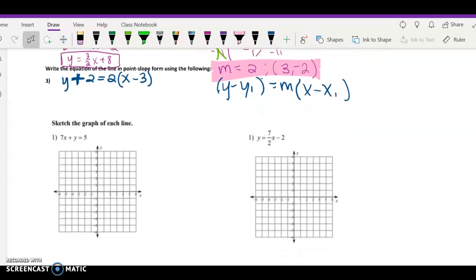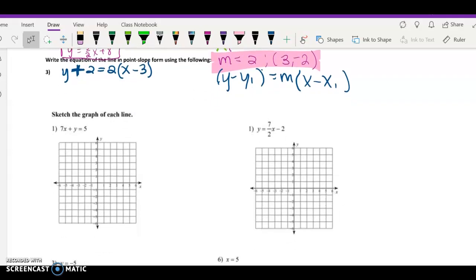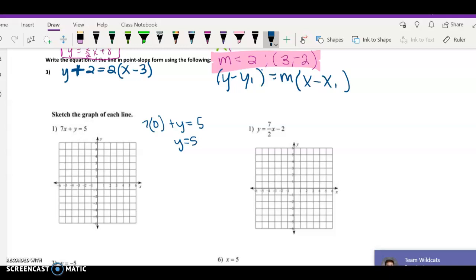All right, sketch the graph of the line. So we have 7x plus y equals 5. So this is in standard form, and we learned that if it's in standard form, we can find the intercepts. So what we're going to do is plug in 0 for x, and this will give us the y-intercept. So 0 times 7 is 0, so we have y equals 5. So we have our y equals 5, because that's the point 0, 5.